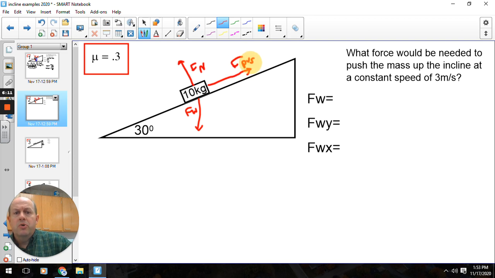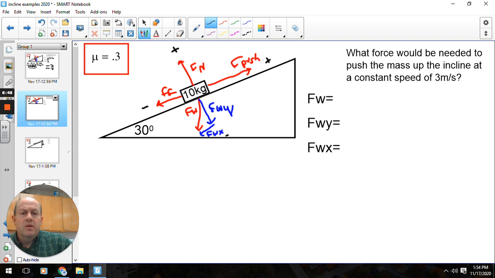There was no push on the first example because we were just releasing it down. Since we're moving up the plane, friction will have to be opposite. So again, we'll have to break down our force weight into weight y and weight x. We're going to need a positive and negative direction. I like to keep friction negative, so we'll go up as positive and down as negative.